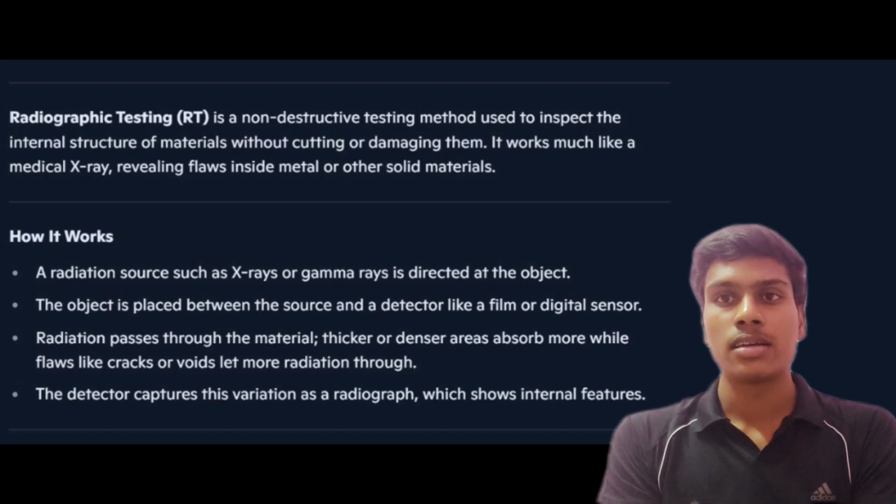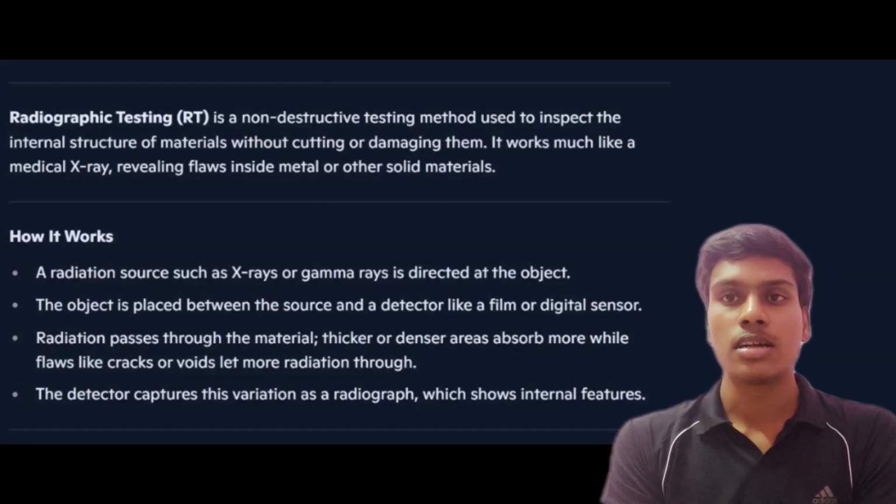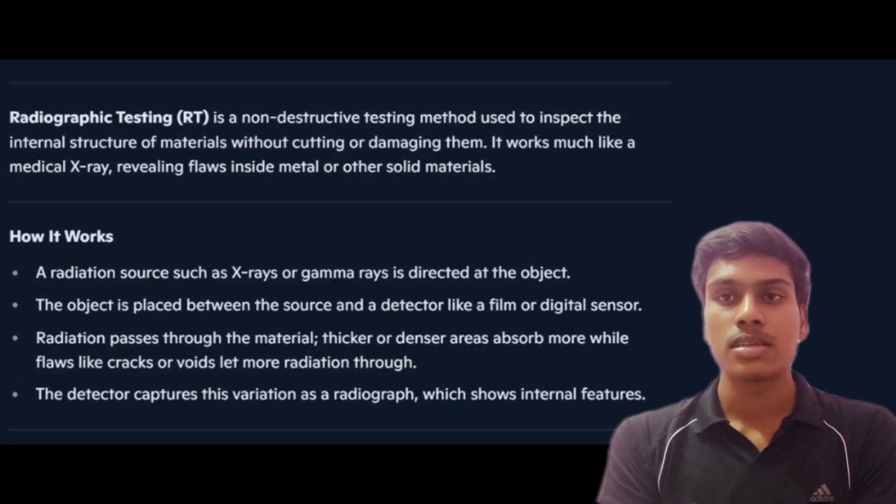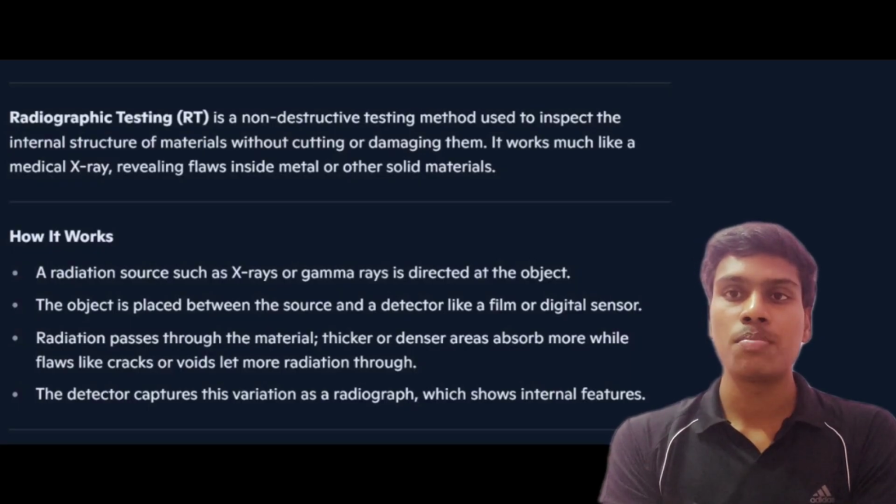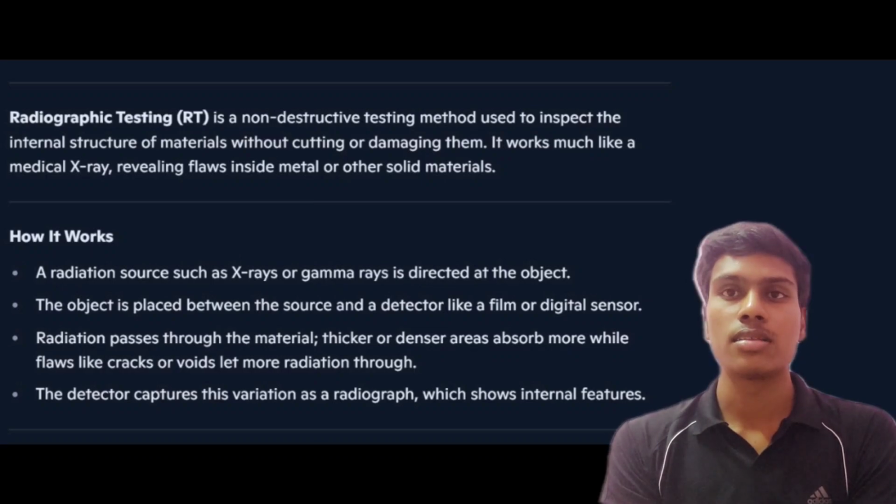The detector is like a film where we can see the flaws, and the source emits the radiation. It emits X-rays as well as gamma rays. The source emits the radiation onto the object. After the radiation penetrates through the object, any defects will appear on the film. So the film plays a crucial role in getting the output, and radiation passes through the material.